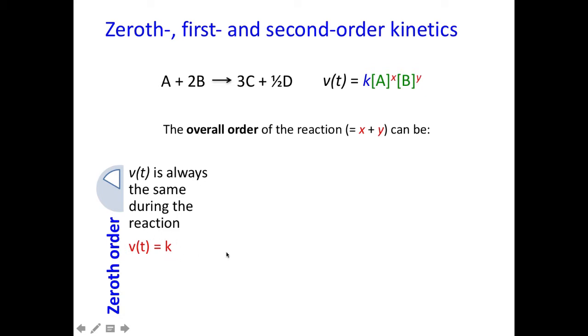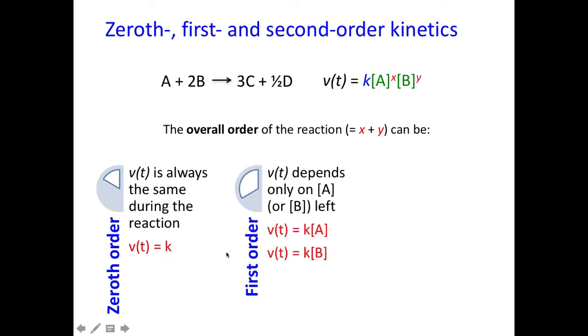Now, if x plus y equals 1, we would have this possibility. So x equals 1 and y is 0. Or the contrary, x would be 0 and y would be 1. So in both cases, we have a first order reaction. And in this case, Vt depends only on the concentration of A or on the concentration of B.